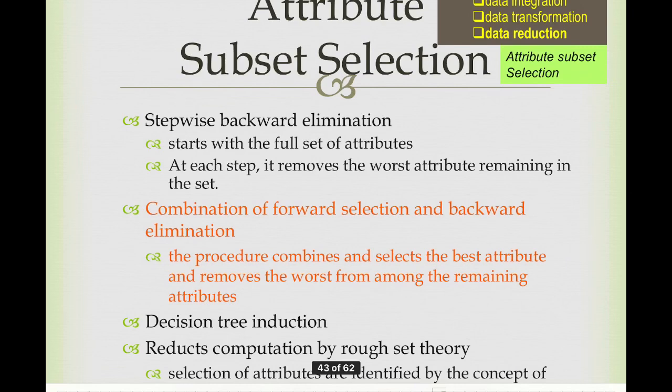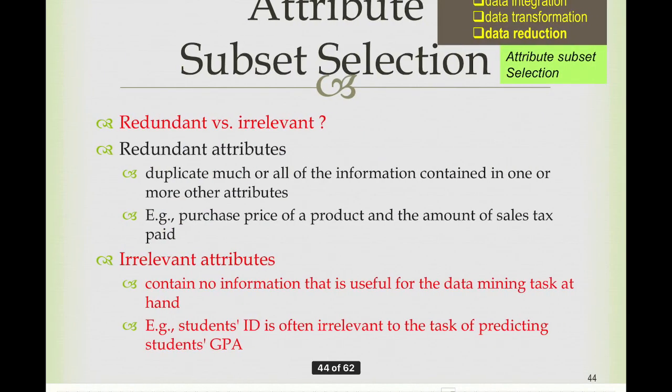Stepwise backward elimination. Okay, how are we going to eliminate some subset? Okay, so we start with the full set of attributes, and then we start removing the worst attribute remaining in the set, and then we combine forward selection and backward selection. We select the best attribute and we remove the worst attribute from the remaining attributes. Also, we can use decision tree induction and also rough set theory.